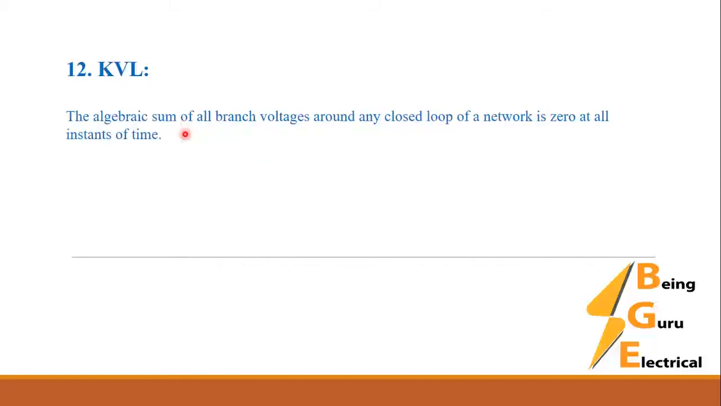Number 12, KVL. KVL is Kirchhoff voltage law. KVL states that the algebraic sum of all branch voltages around any closed loop of a network is zero at all instants of time. So KVL states that for a closed loop, for a closed circuit, the sum of all branch voltages around any loop at any instant should be zero. This is KVL, Kirchhoff voltage law.